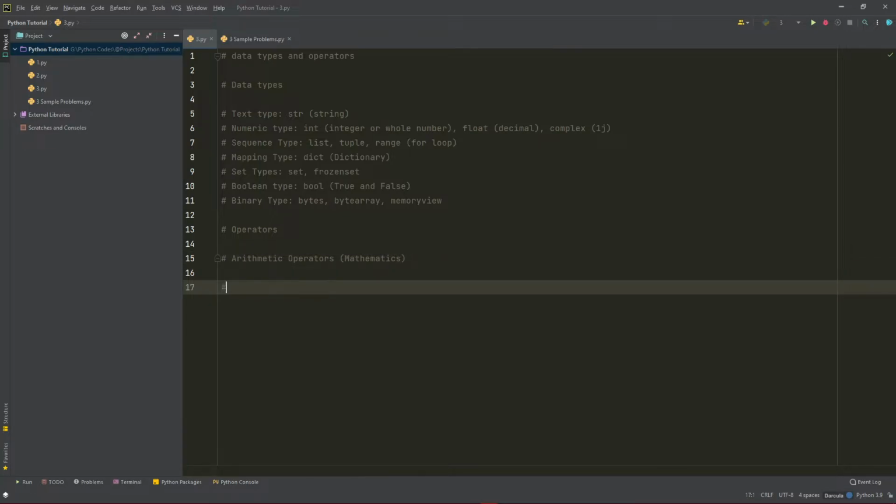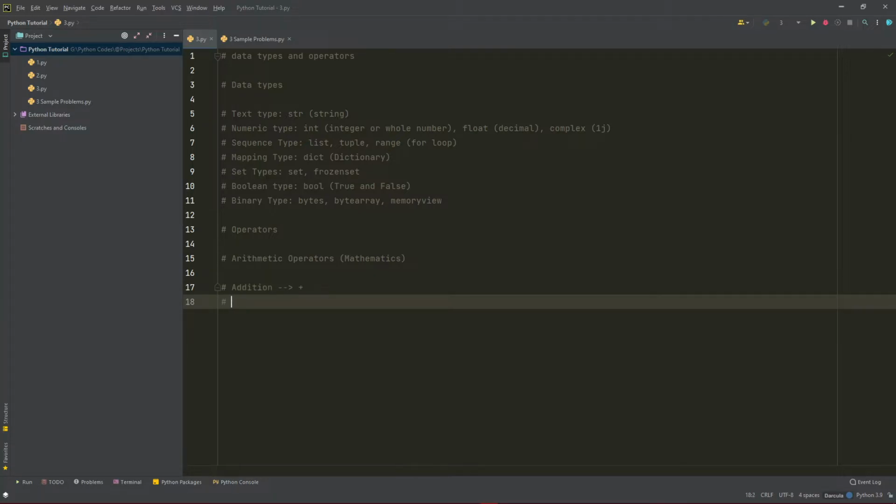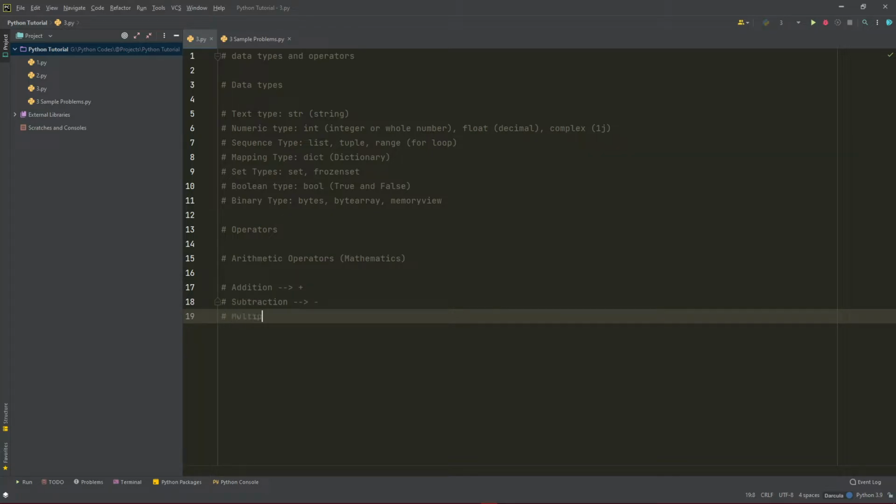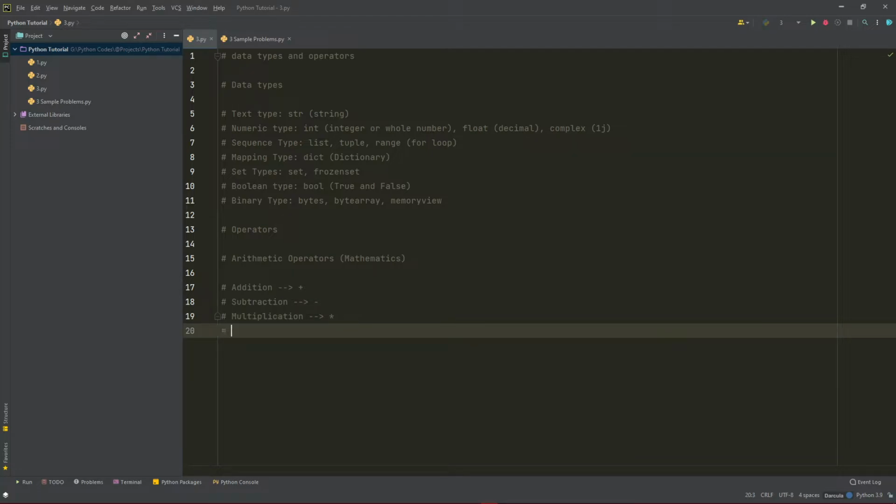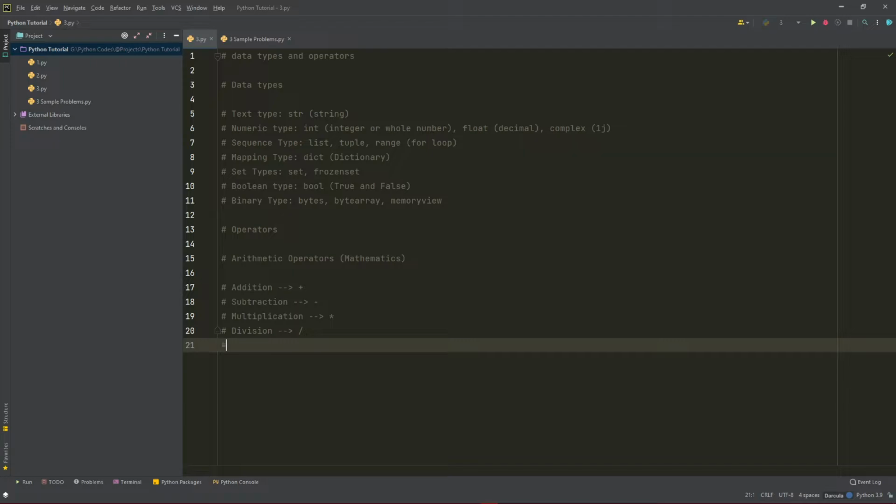All right. Now, we have the addition, which represents the plus sign, the subtraction, there's the minus sign, the multiplication, which represents the asterisk. We have the division, basically, this is slash. We have additional operators, which is the modulus. So this is just a remainder. Okay? When you divide something, you want to get the remainder. This is what you want to use, the modulus. And it uses the percent sign.